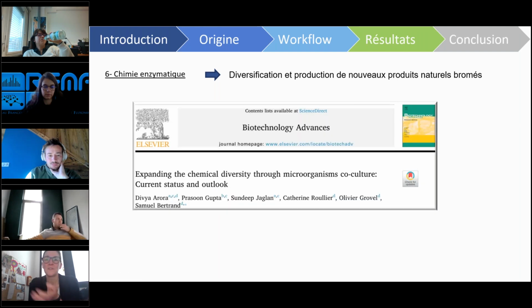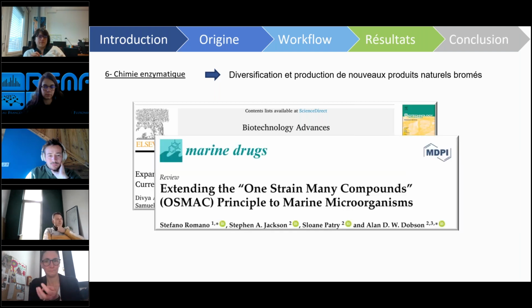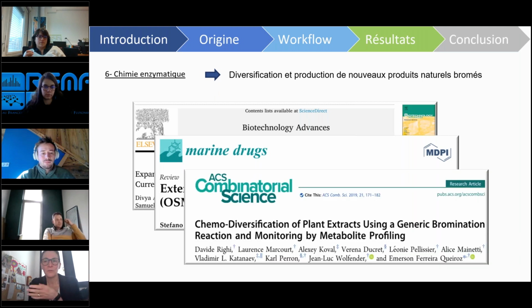One of them is, for example, using co-culture when you're working with microorganisms, because you want to induce new biosynthetic pathways. Another one could be using different culture media, like the OSMAC approach, one strain, many compounds. Another one also is treating your extract with a reactant to change it.